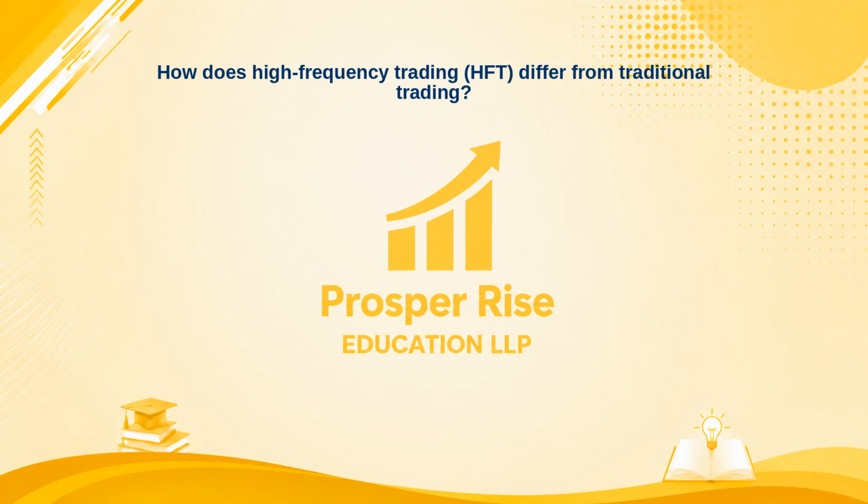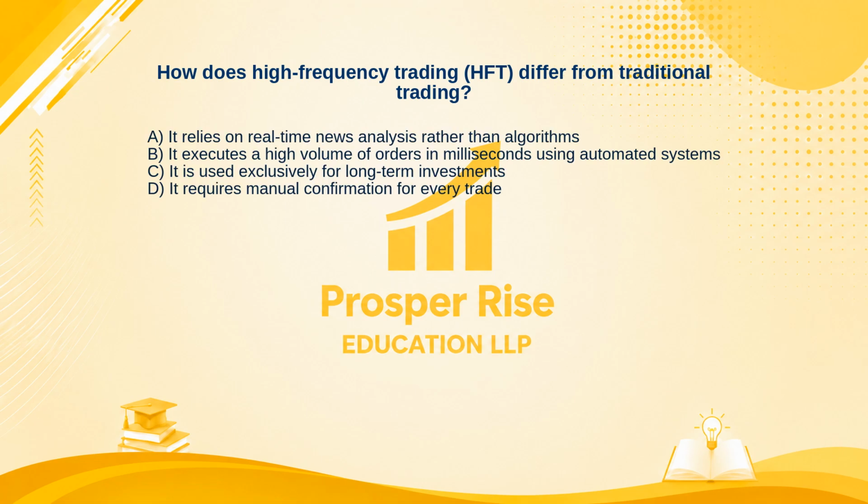How does high-frequency trading, HFT, differ from traditional trading? Here are your options. A. It relies on real-time news analysis rather than algorithms. B. It executes a high volume of orders in milliseconds using automated systems. C. It is used exclusively for long-term investments. Or D. It requires manual confirmation for every trade.